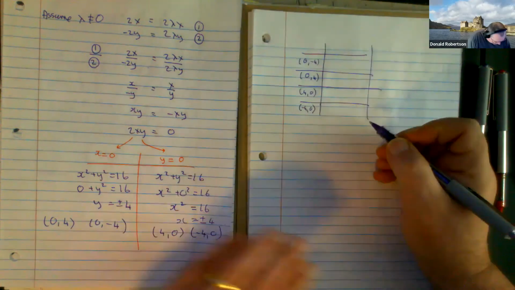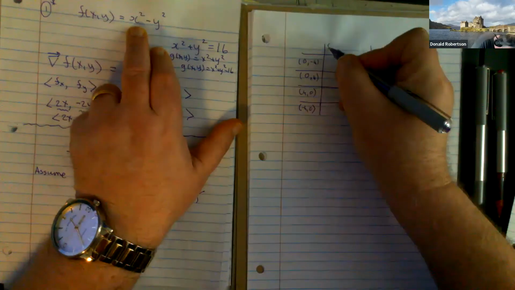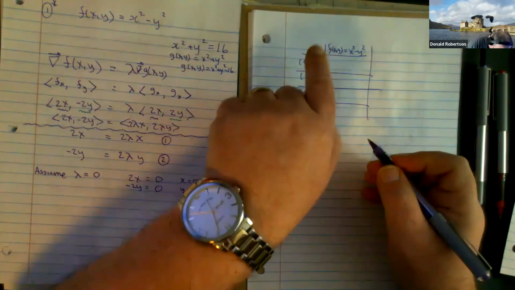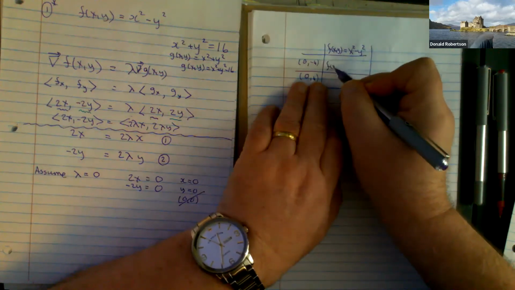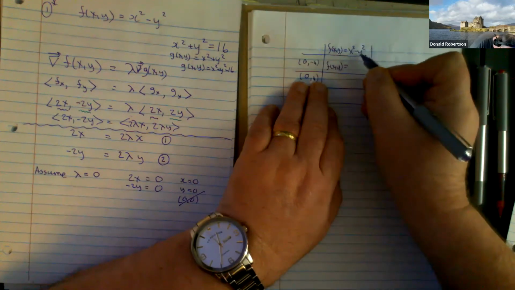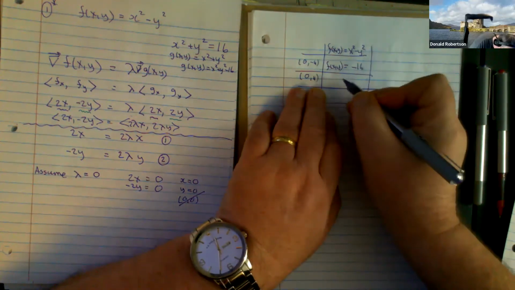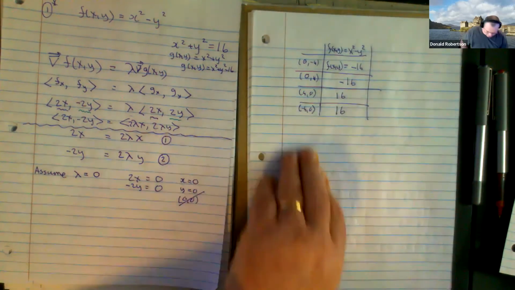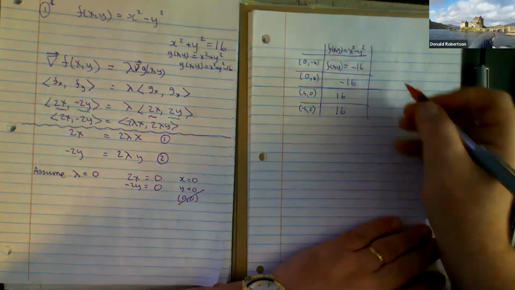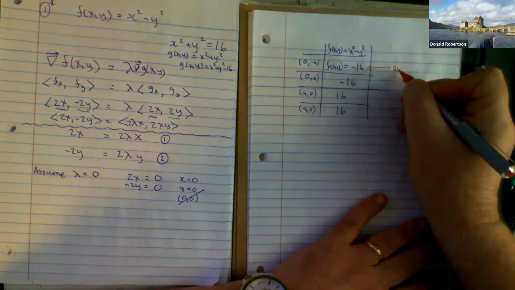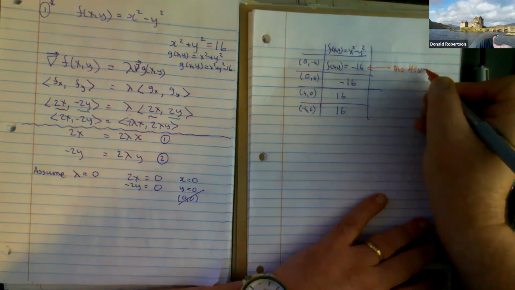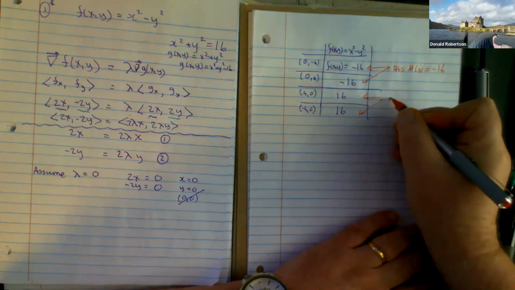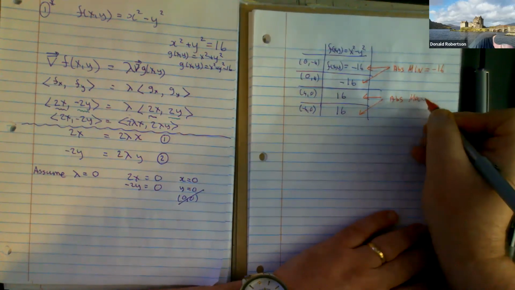And for each one of them, we evaluate the original function, not the constraint function, but the original. If you plug those numbers in, the value of this is going to be negative 16. If you plug in this one, it's also negative 16. If you plug in this one, it's positive 16. If you plug in this one, it is positive 16. Here is our answer. The absolute minimum value that this function takes is negative 16, and the absolute maximum value that it takes is 16.